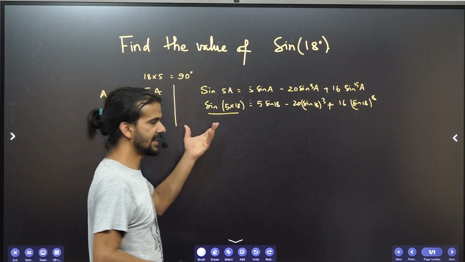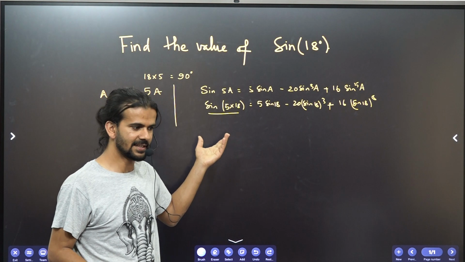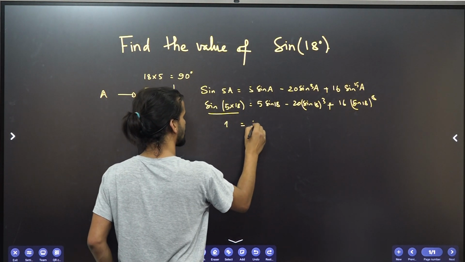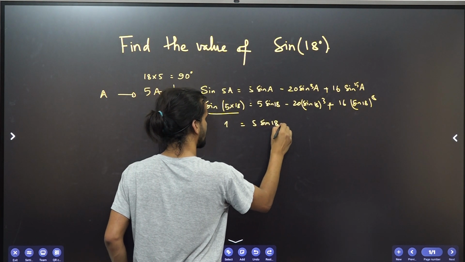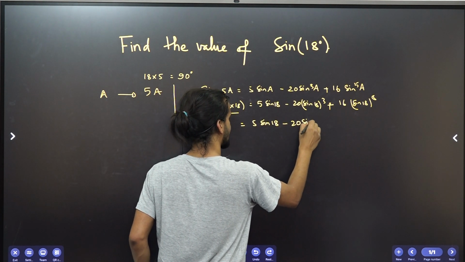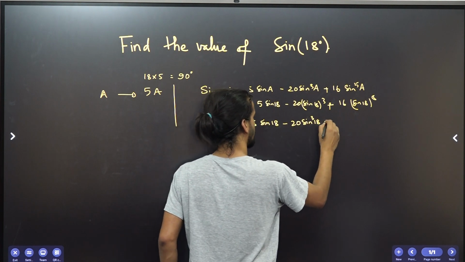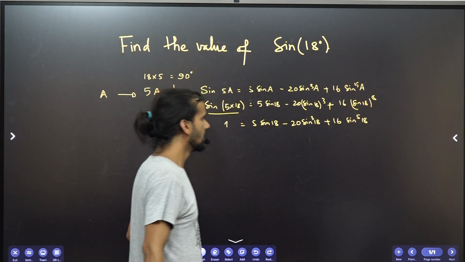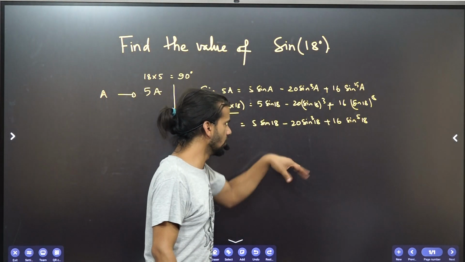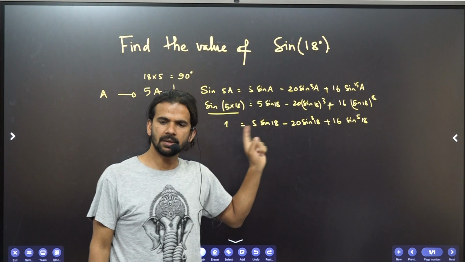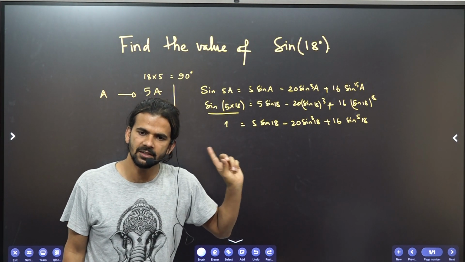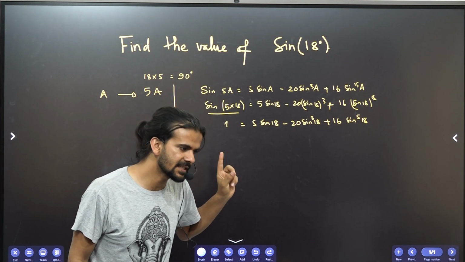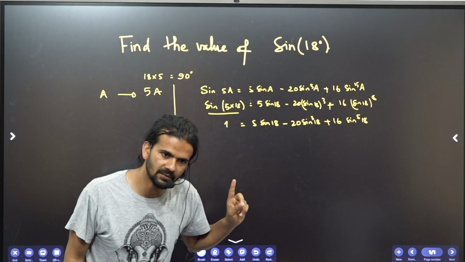Sine 90 is how much? Sine 90 is 1. 1 equals to 5 sine 18 minus 20 sine 18 cube plus 16 sine 18 to the power 5. So everything we know, but we don't know the value of sine 18, right? But what's the problem with this equation? Is it easy to solve? Does it look easy to solve?